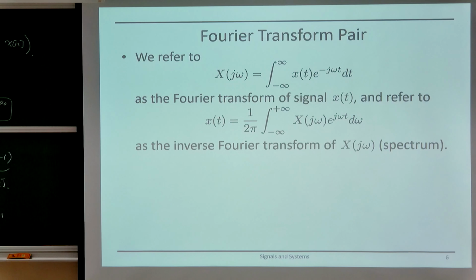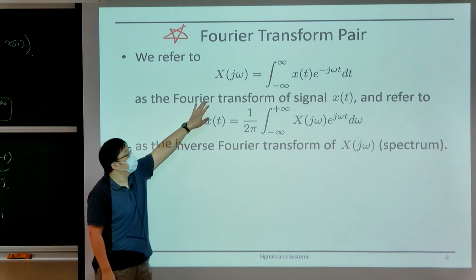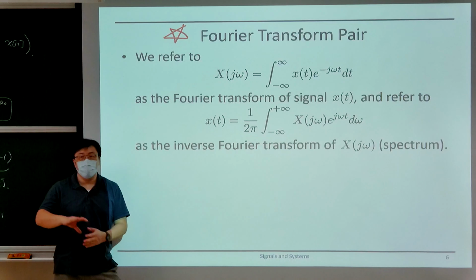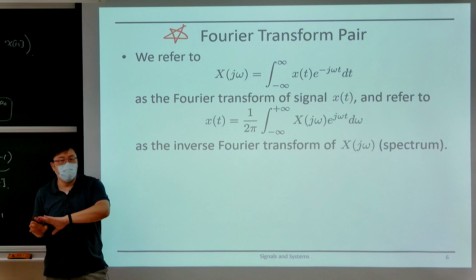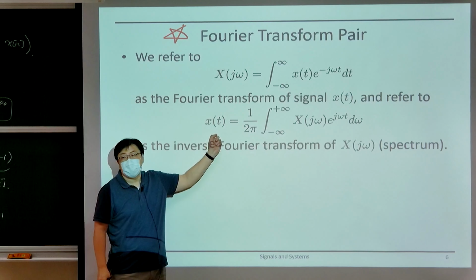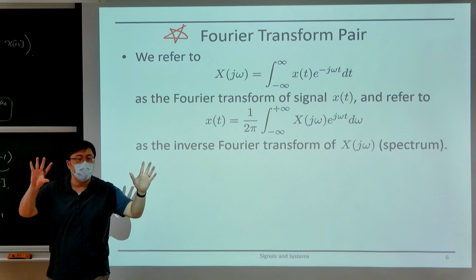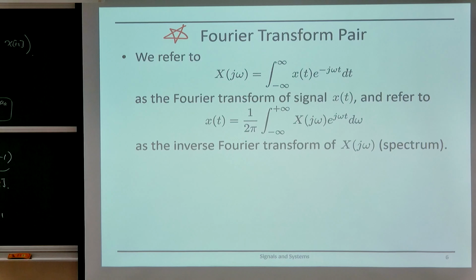So this is super important. If you remember only one thing from this class, this is probably the formula you will remember. So any signal x of t, you can uniquely represent it in terms of its frequency domain signal. And then given any frequency domain signal, you can always convert it to the time domain signal. So this is a unique one-to-one relation.